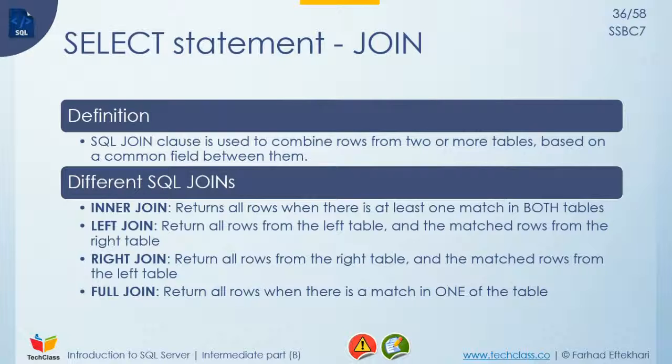And we have different kinds of SQL joins. We have inner join that returns all rows when there is at least one match in both tables. We have left join, which returns all rows from the left table and the matched rows from the right table. Right join is the exact opposite of left join, so it returns all rows from the right table and the matched rows from the left table. And full join, which returns all rows when there is a match in one of the tables.